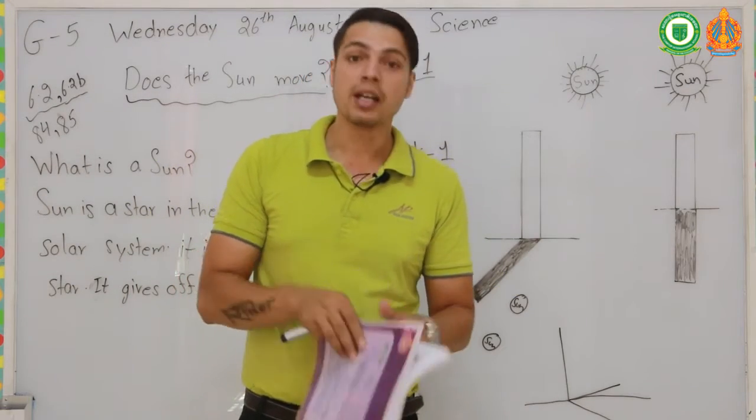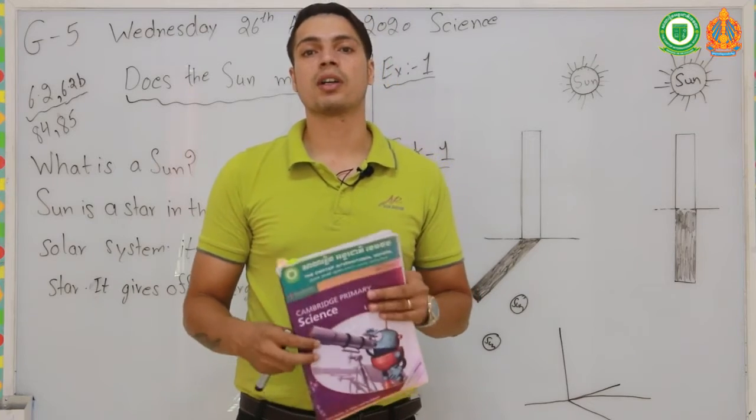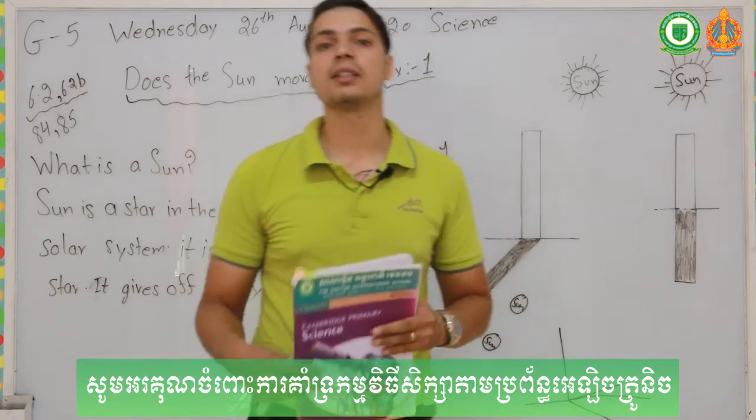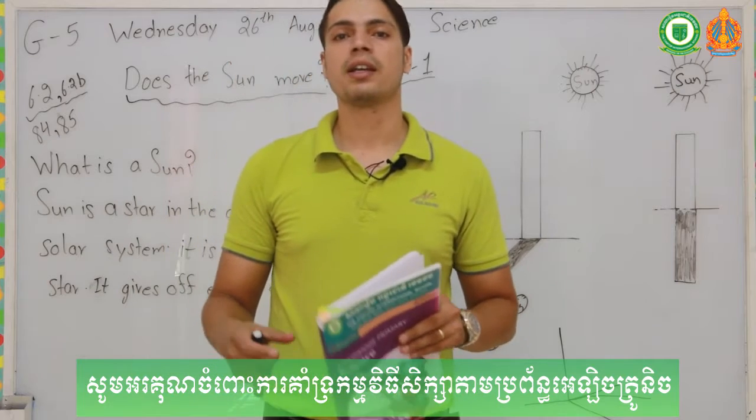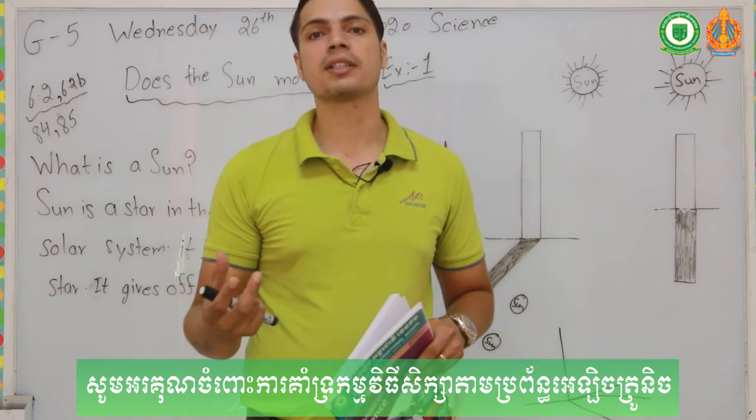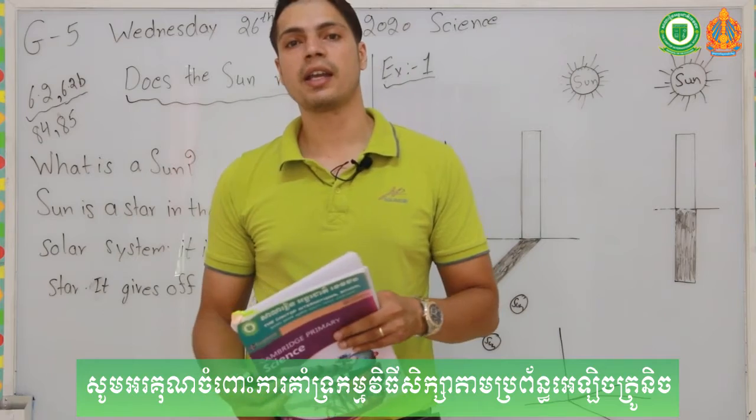Again, one more time, the sun does not move in real. It's the earth that moves, that rotates on its axis. So that's why we see day and night.